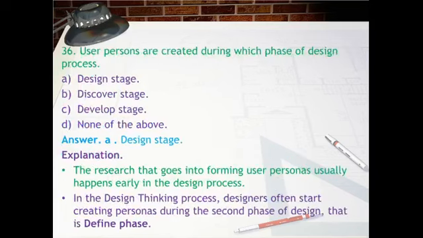36. User personas are created during which phase of the design process? A. Design stage. B. Discover stage. C. Develop stage. D. None of the above. Answer. A. Design stage. Explanation. The research that goes into forming user personas usually happens early in the design process. In the design thinking process, designers often start creating personas during the second phase of design, that is the define phase.